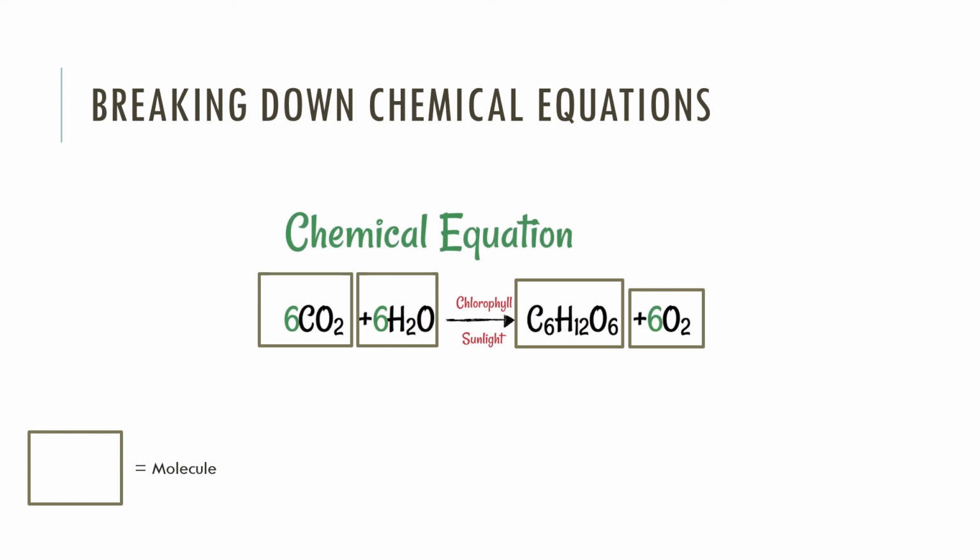So we have C6, so we have a little C here. We know that there's 6 of them because of this little 6 that comes afterward. We have the H here, with this little 12 after it, which means there are 12 H's, and then we have this O here. There is a little 6 after it, which means we have 6 oxygens.